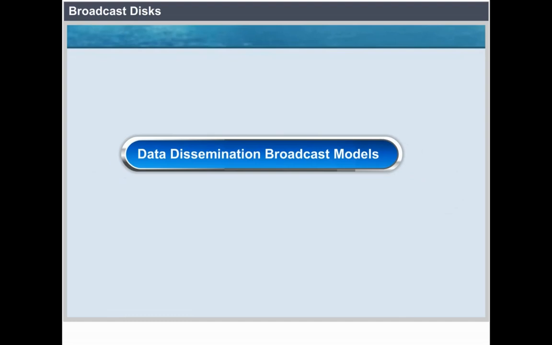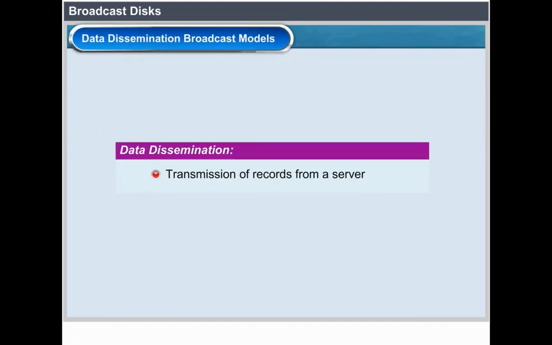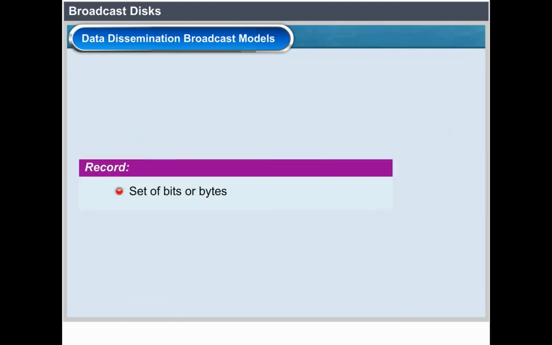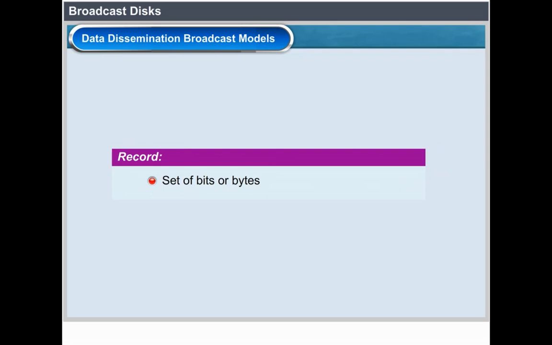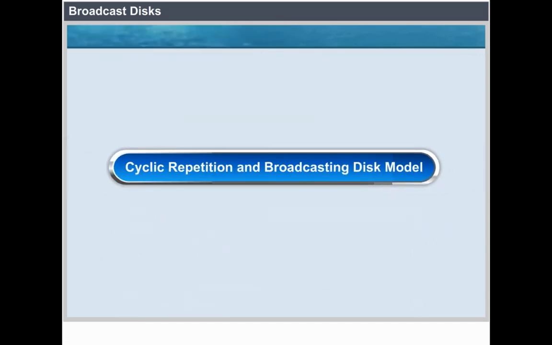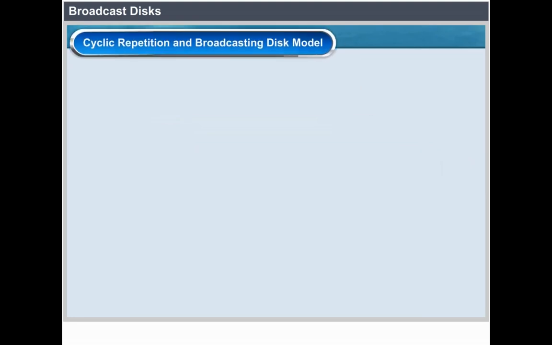Data dissemination broadcast models. Data dissemination is the transmission of records from a server. Record: a set of bits or bytes. Bucket: the smallest logical unit of a single broadcast. Cyclic repetition and broadcasting disk model.